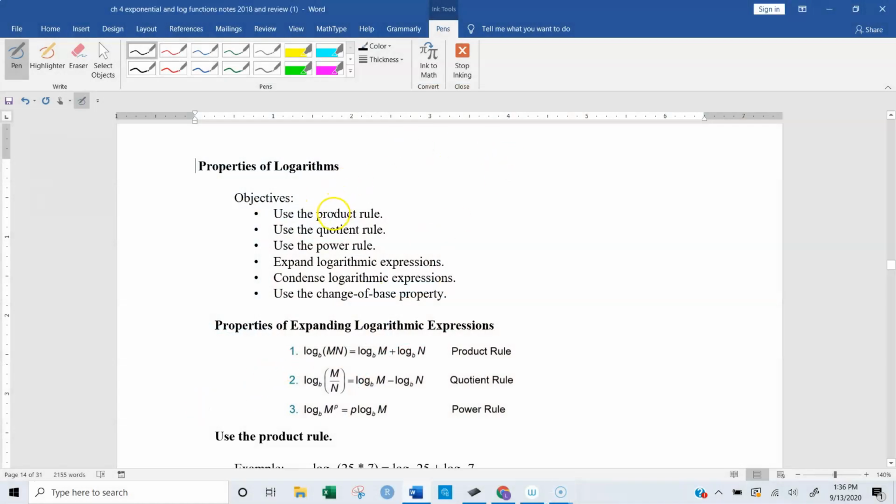So we have to remember the product rule, the quotient rule, the power rule. We have to know how to expand and condense. So can I take them apart, put them back together? And there's a cool little thing called the change of base property. Very helpful on the ACT, actually.